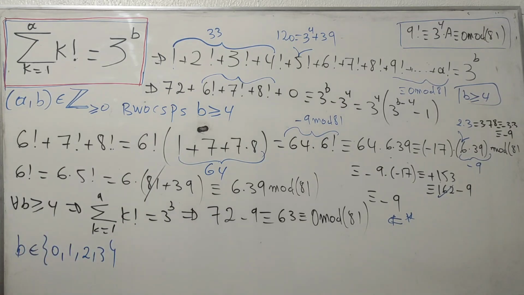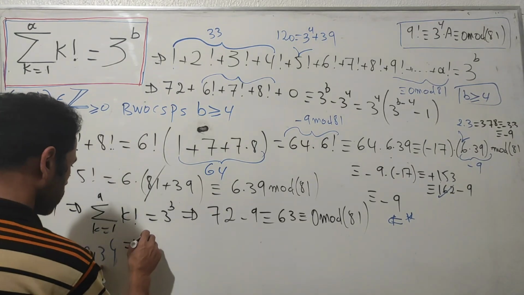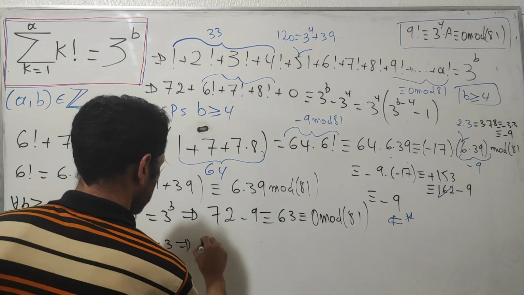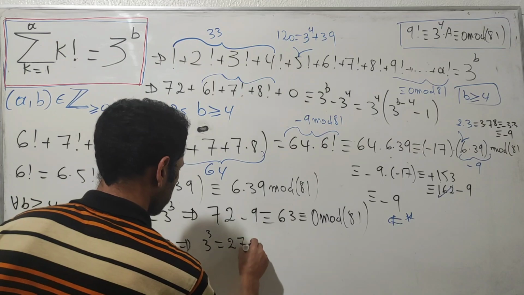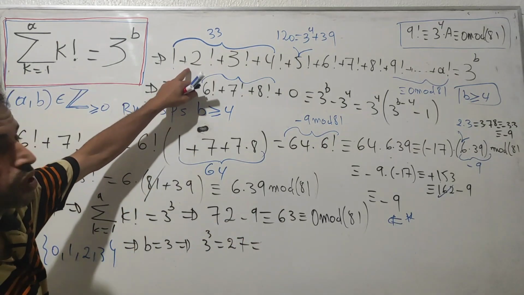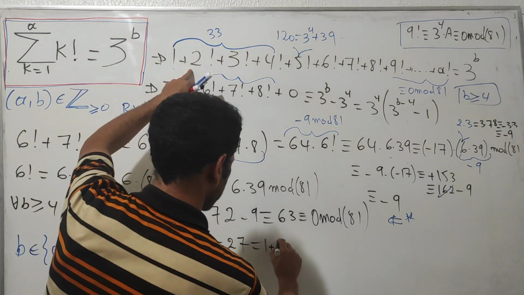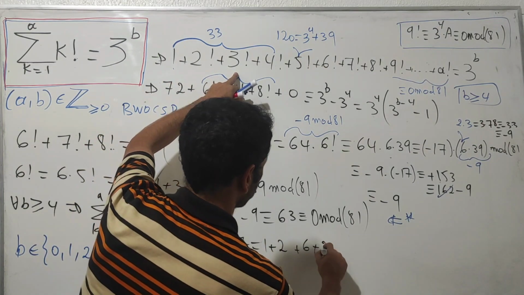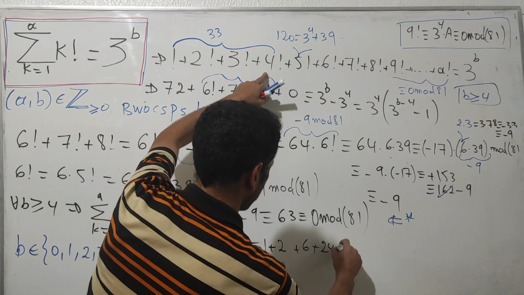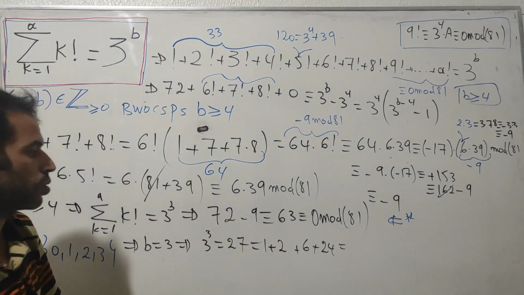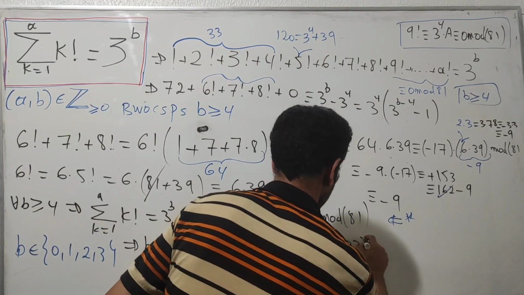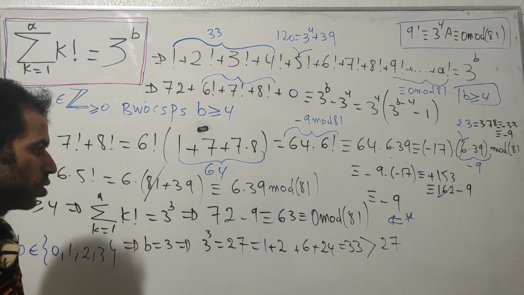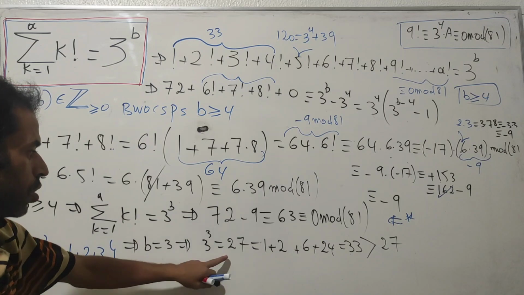Now let's check one by one. Let's start with the big one. So b equals 3. I get 3 to the 3, which is 27. I'm going to calculate these things here. So I get 1 plus 2 factorial, which is 2, plus 3 factorial, which is 6, plus 4 factorial, which is 24. If I calculate this one, it's going to give us 33. 33 is clearly bigger than 27, which means we have no solution for this equation.